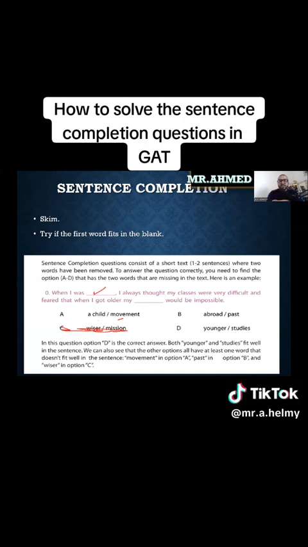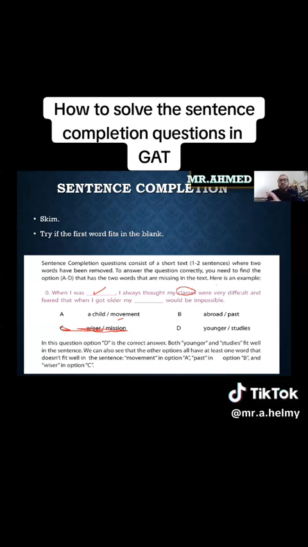So: "When I was a child, I always thought my classes were very difficult and feared that when I got older, my movement would be impossible." Yes, when you get older, sometimes your movement is a little bit difficult. We don't say impossible, we say just difficult. But basically, we have classes here. We're not talking about movement. We're talking about classes and studies. However, we have to move on because we need to make sure that our choices and our answer are correct. So when I move to option B, I haven't settled on A yet, so I just keep it in my mind.